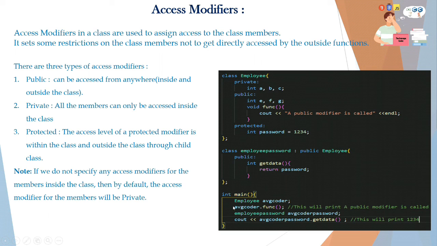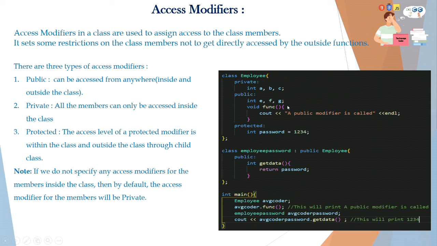Here you can see that in the driver code we are creating an object called average coder, which is of employee type, and we are calling the function of the employee class. The function is in the public section, so the function will run successfully. As you can see, it is written that this will print that the public modifier is called, and this line will be called. But from the driver code we cannot access the variables A, B, C. For accessing these variables we have to write some code, or we can just print the value of A, B or C in this function. So just cout and I want to print A's value.